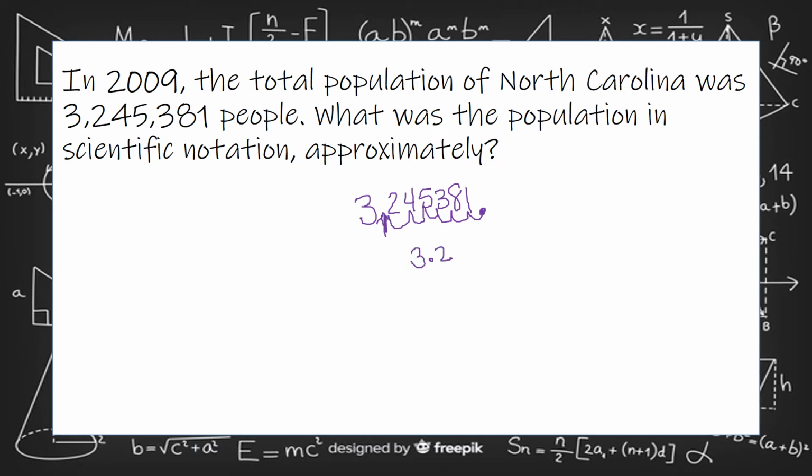So 3.24538, and we move that 6 places because it's a large number going down. It is going to be 10 to the 6th.